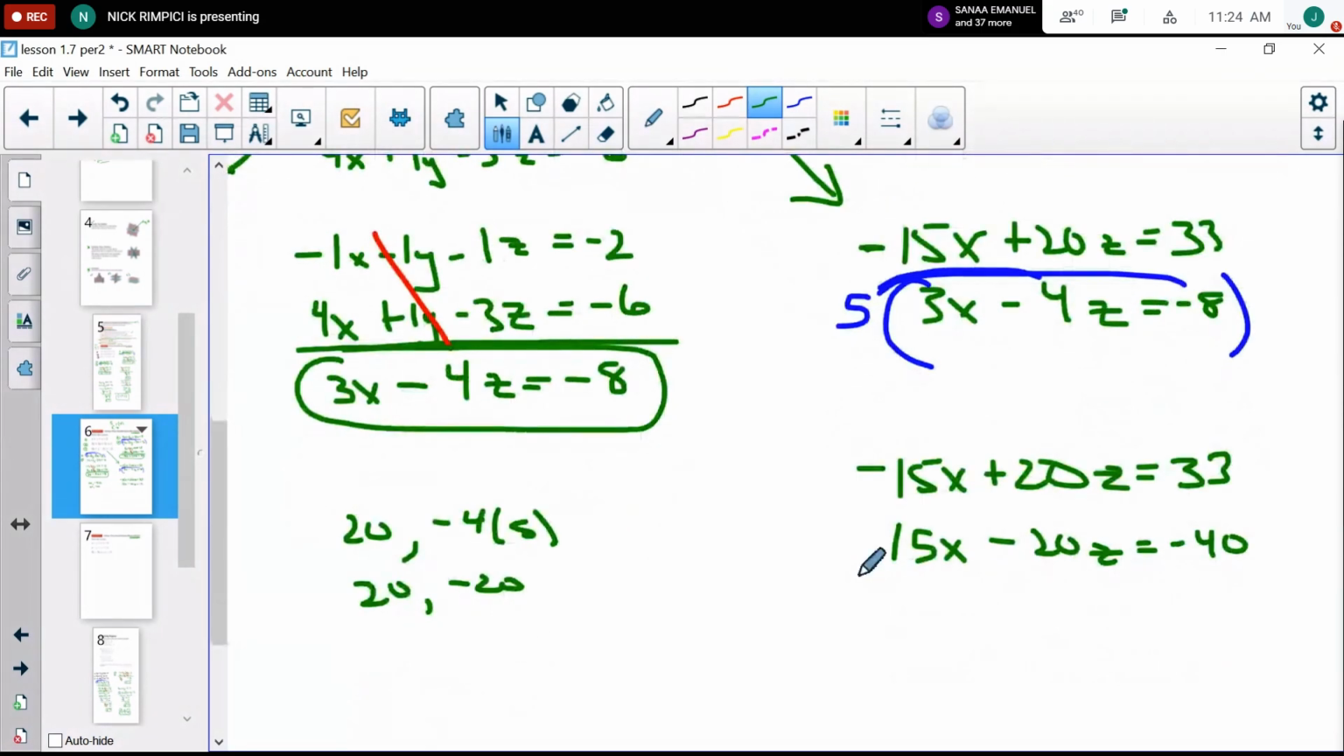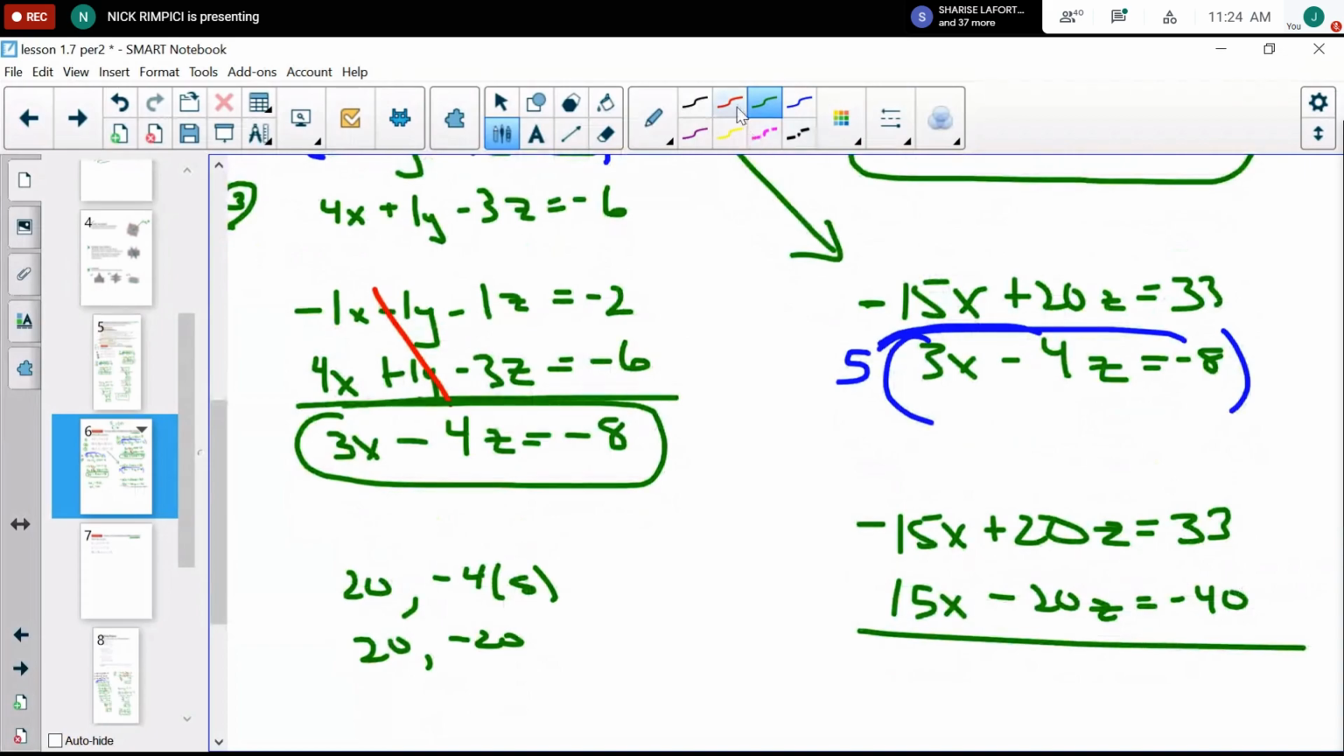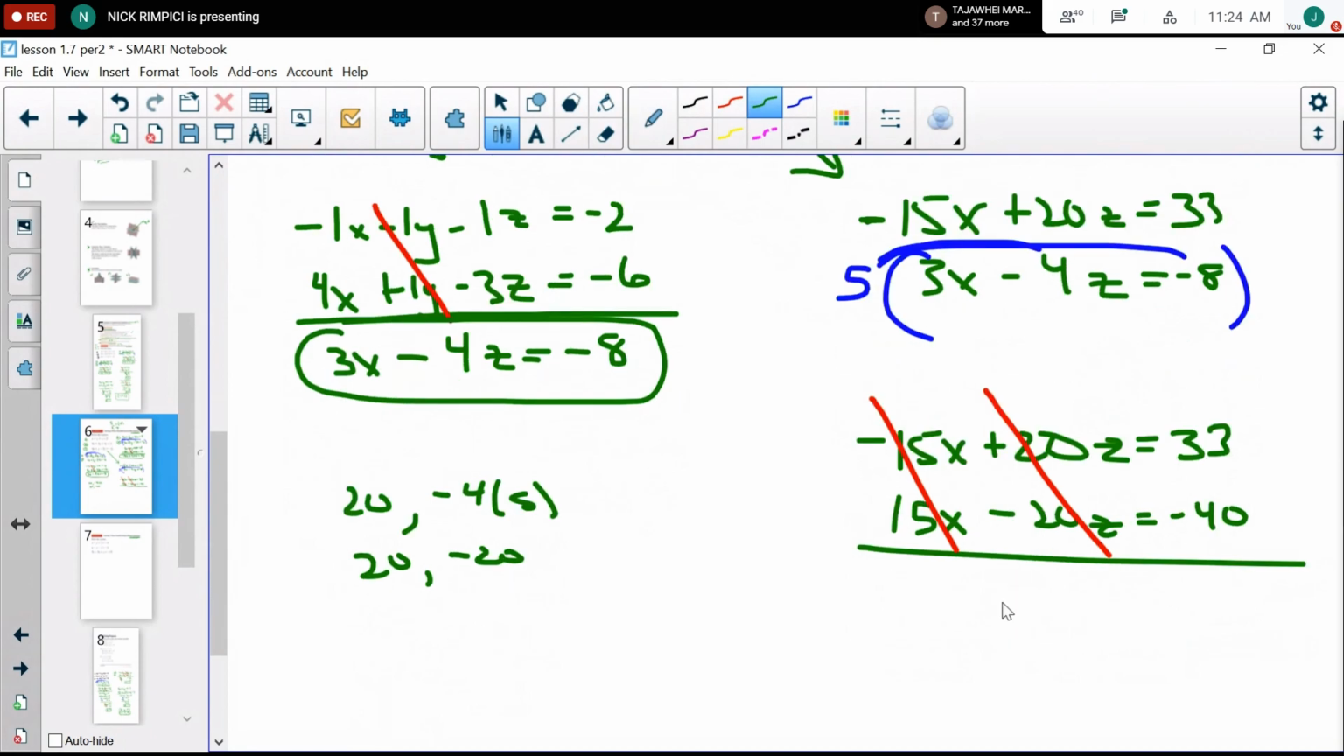Okay, so now I'm ready to add these together. This one kind of weirds out. -15x and +15x, those are going to cancel out. And what you wanted, the 20z and -20z, those also cancel out. So it turns out that everything on the left is gone. There's nothing left. Zero. On the right side, 33 minus 40 is -7. So no solution. That's correct, okay?